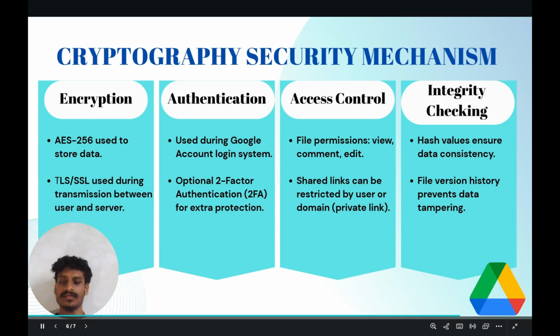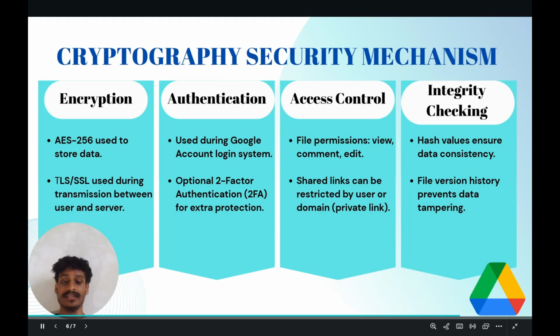The third mechanism is access control. So it's for file permissions: view, comment, or edit. And then we have shared links that can be restricted by user or domain. This is called a private link. So, for example, a user wants to edit a Word document, they need permission to edit and also to view. If not, they can't use the Word document.